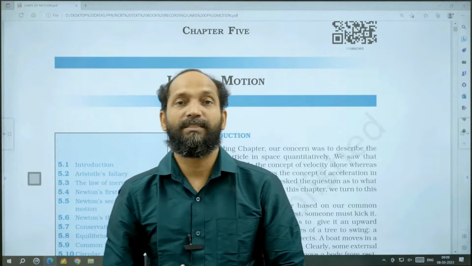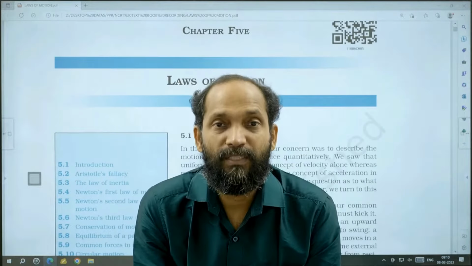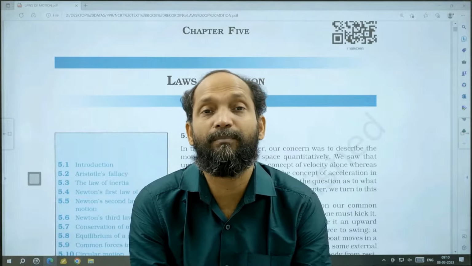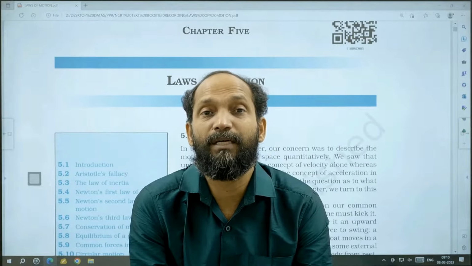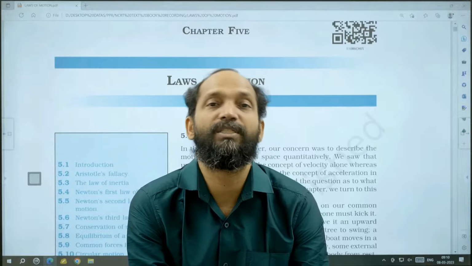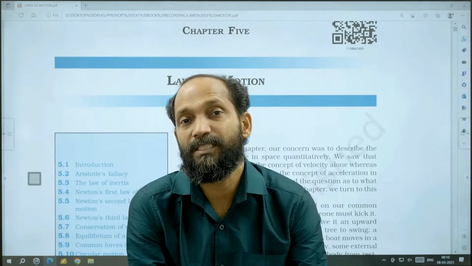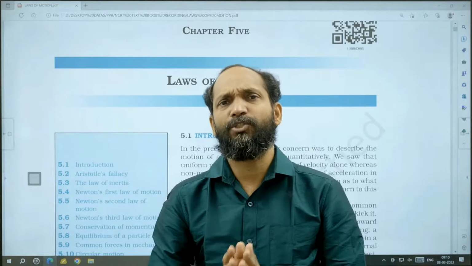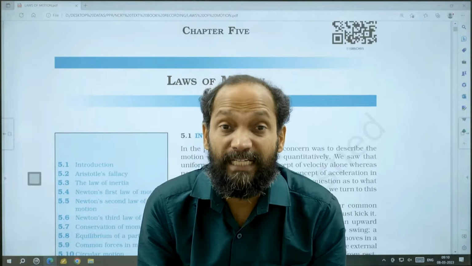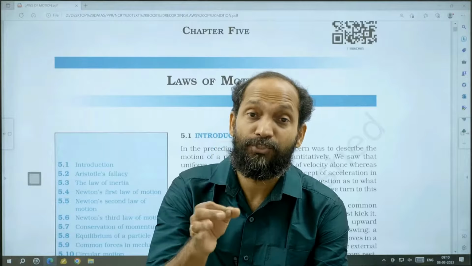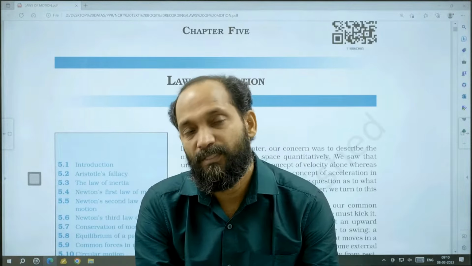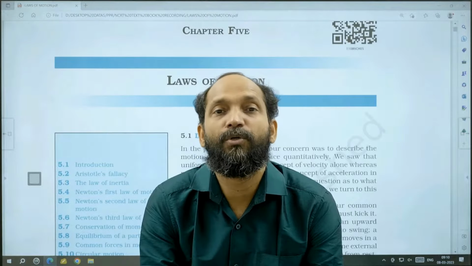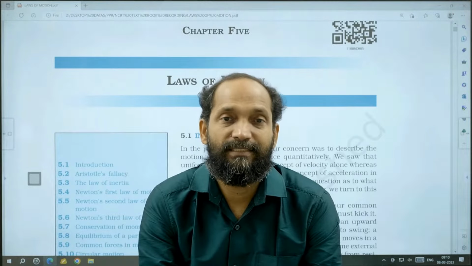The first part is based on inertia of rest. Inertia is not a physical quantity, but mass determines inertia. More mass, more is the inertia. Inertia of rest means what? The body at rest already has a tendency to continue in its own state of rest until a force is acted upon it. That is called inertia of rest.